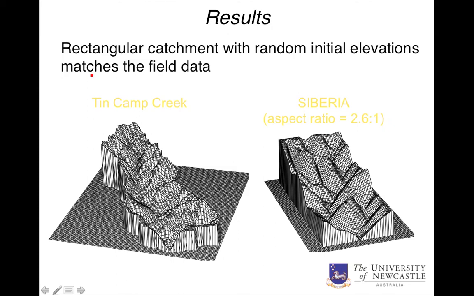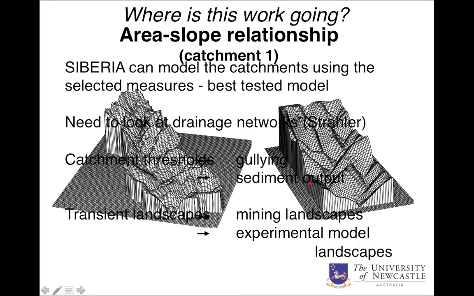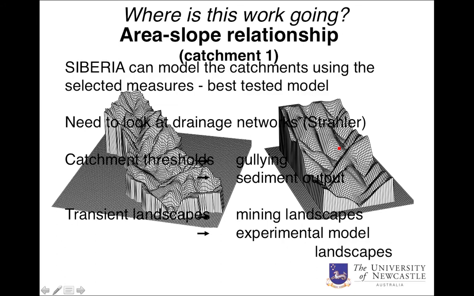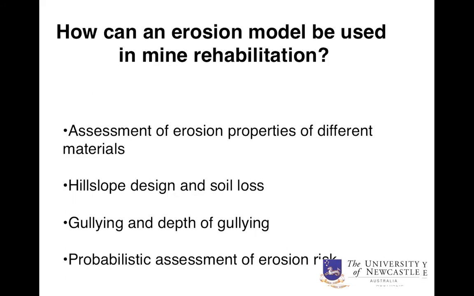So here's an example, right? The real thing and the Siberia model with a ratio of 2.6 to 1 with chopped off sides and so on, okay? So you can see effects, and this ratio, even though the results are not shown, this aspect ratio is important to looking at some of those results. Right, I'm going to skip over that.